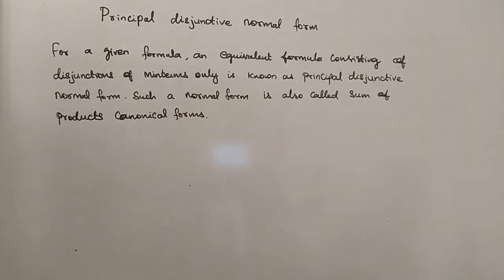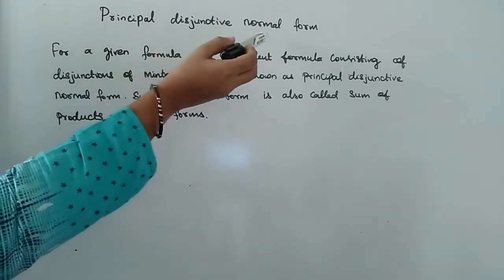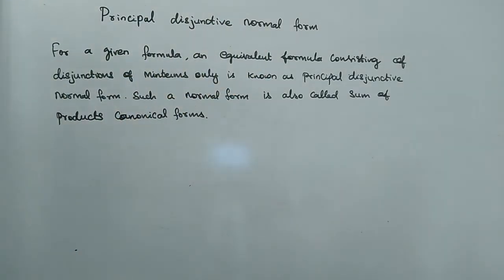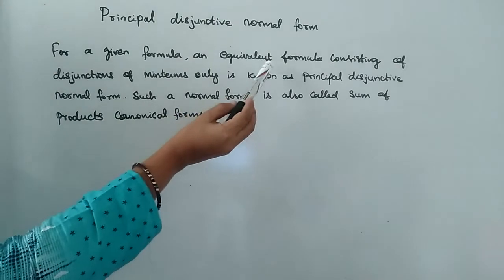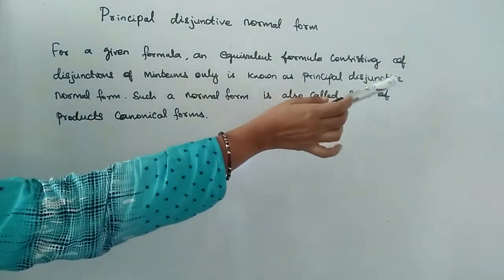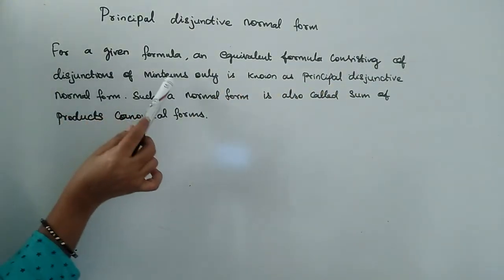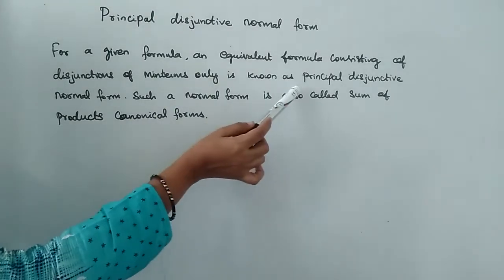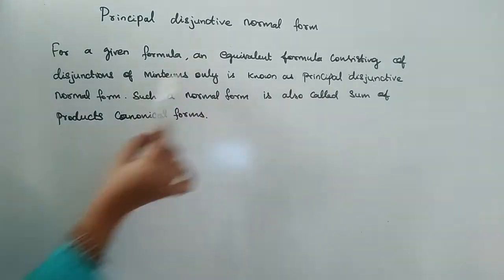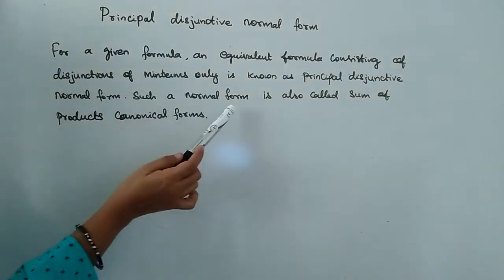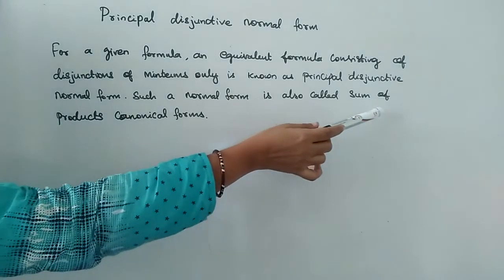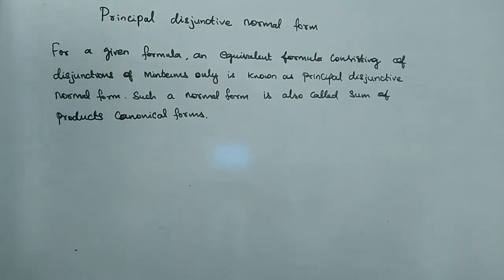Hi everyone. In this video, I am just going to discuss principal disjunctive normal form. At first, let's see what is meant by principal disjunctive normal form. For a given formula, an equivalent formula consisting of a disjunction of min terms only is known as principal disjunctive normal form. Such a normal form is also called sum of products canonical form.